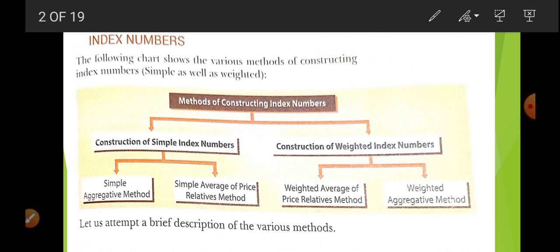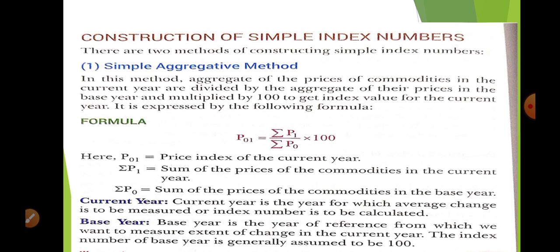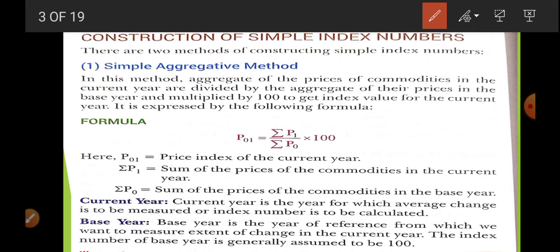weight or quantity. Okay. Now, this simple index number is further divided into two parts: simple aggregate method and simple average of price relative method. Coming to the weighted index number, it is also divided into two parts: first is weighted average of price relative methods and weighted aggregate method. Okay students, let us start. So first of all, construction of simple index number.